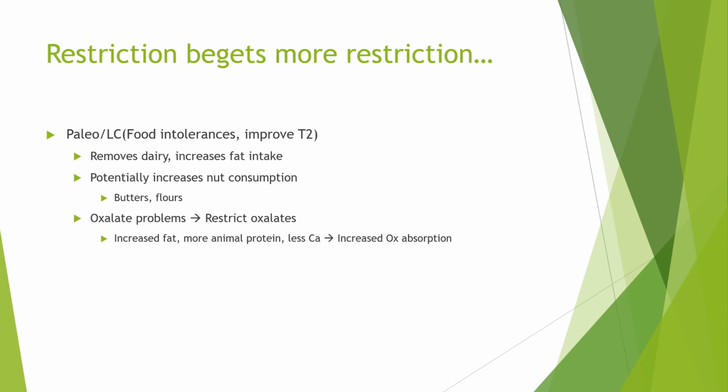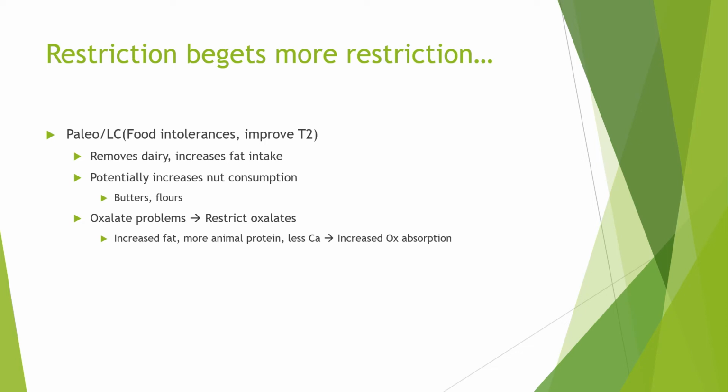We'll begin with a paleo low carb diet. A lot of people will do these for food intolerances. Some people will do these to improve type 2 diabetes. I became exposed to the low carb paleo community because I had prediabetes and I was looking to improve it. So within the paleo framework, you are removing grains, legumes, and dairy from your diet. Now, what happens when you remove dairy from your diet?